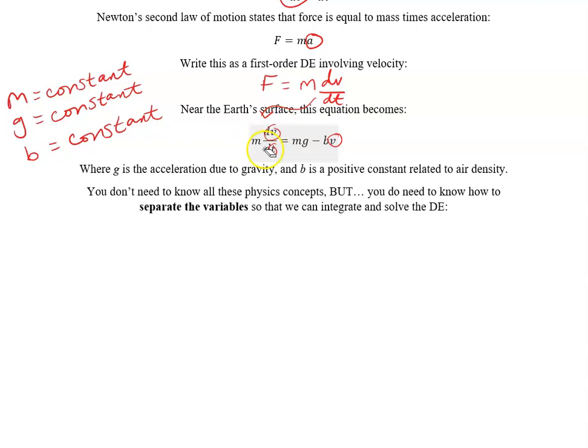All right, so what do we mean by separate the variables? Let's look at the algebra that's involved here. You can think of dv/dt as division. It's not technically that, but you can treat it that way when you're using separation of variables. So what I like to do is multiply that dt, or whatever that independent differential is, to the other side. So I'm going to write this as m times dv equals (mg - bv) times dt.